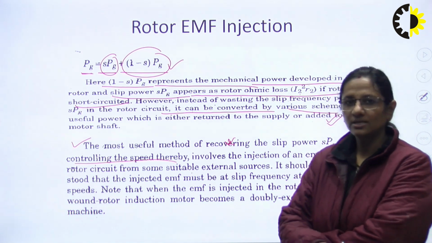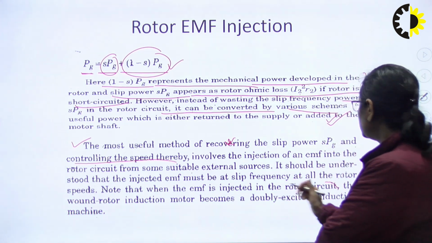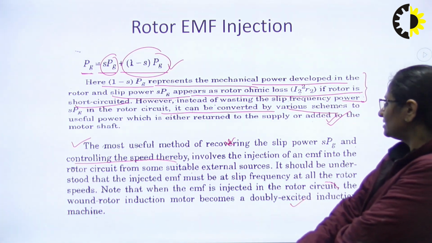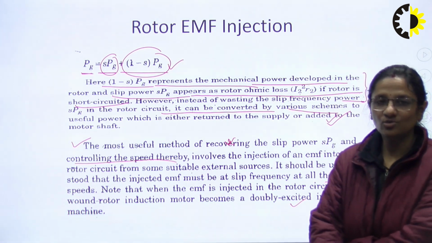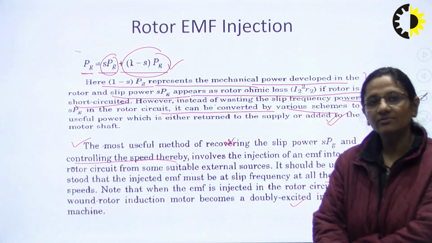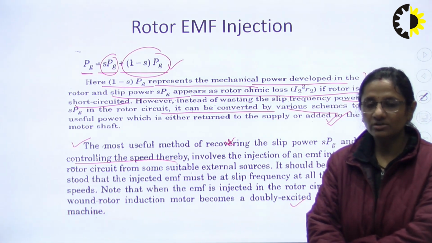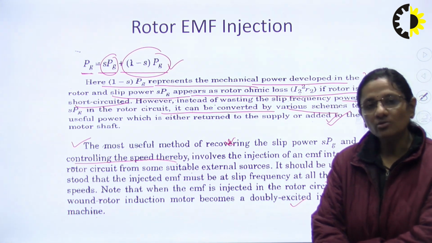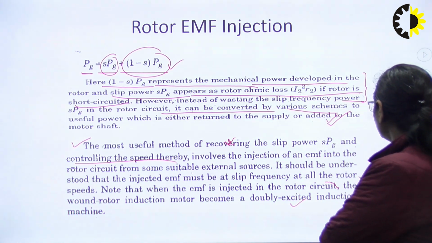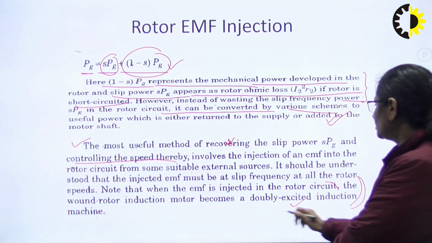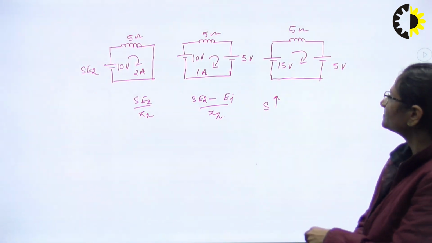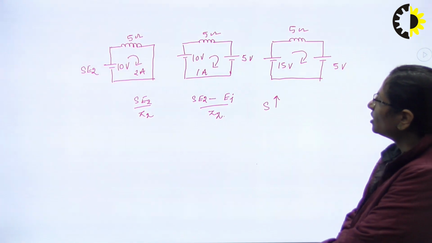Now, we must note that when the EMF is injected in the rotor circuit, the wound rotor induction motor actually becomes a doubly excited induction motor, right? So, when we apply the slip power recovery scheme to the three-phase wound rotor induction motor, under these conditions we are operating it as a doubly excited induction machine. Now, this is the principle of operation.